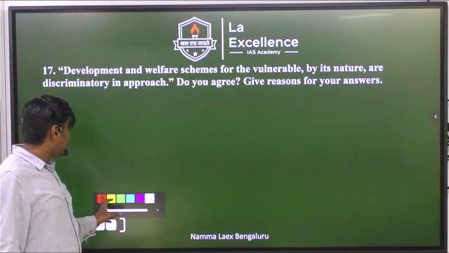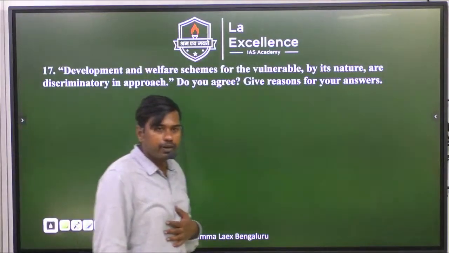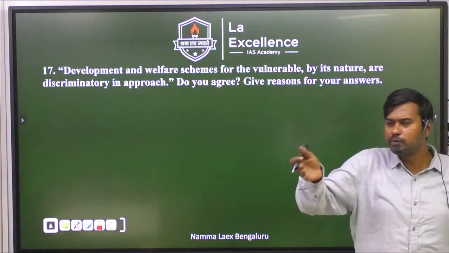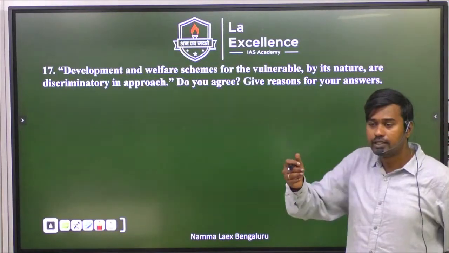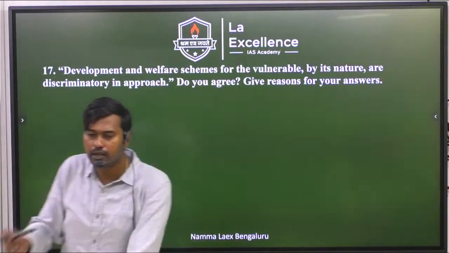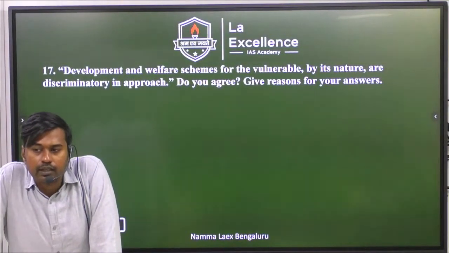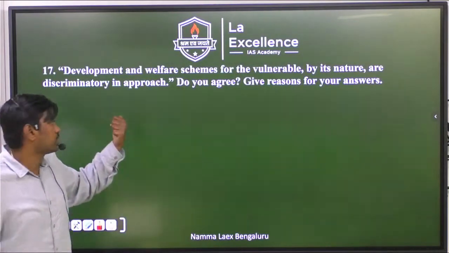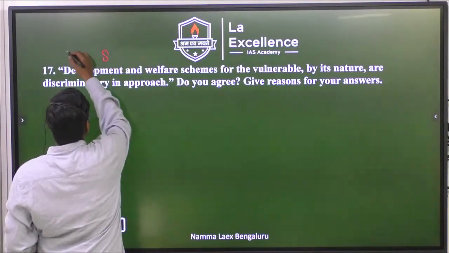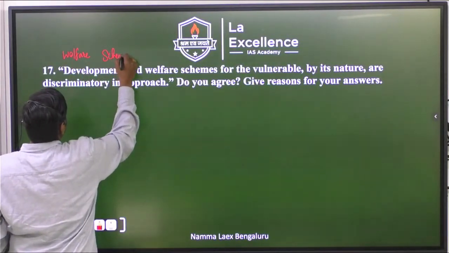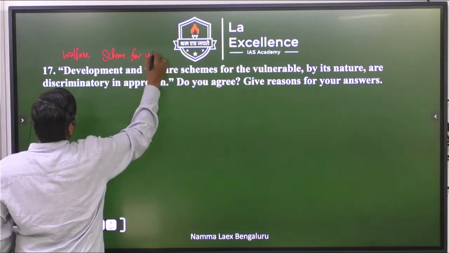This question is a bit of an easy question. This is asked from schemes. Next, the schemes component is there in the syllabus. Schemes for vulnerable sections. See there, that's a syllabus, no? Read me that syllabus component. Welfare schemes for vulnerable sections. On that component, this question is asked. Is it clear? That is, welfare schemes for vulnerable sections.